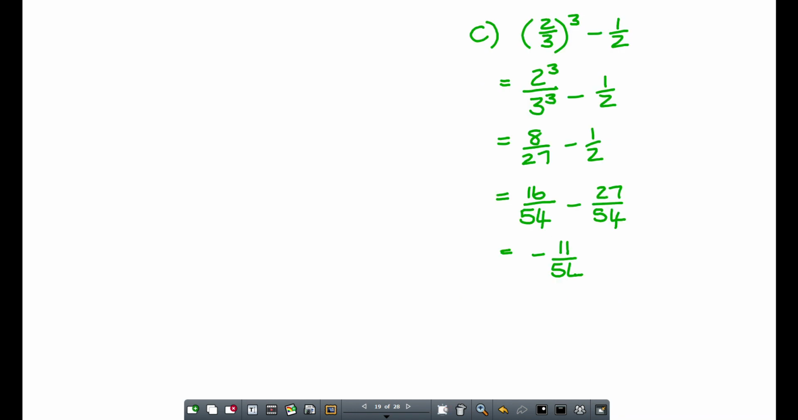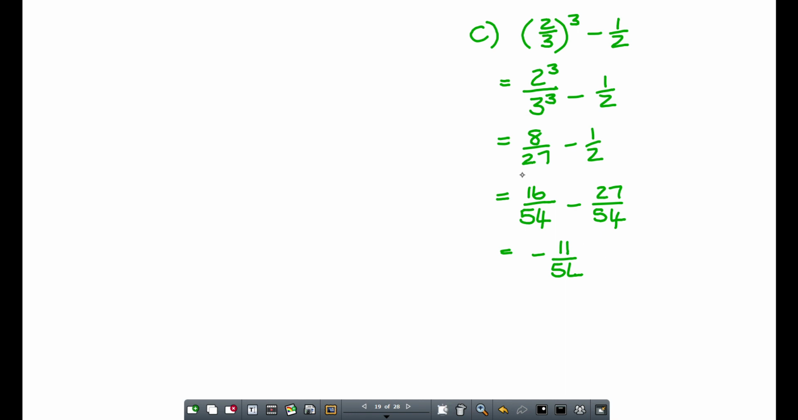Okay, there's C. So what I first did is I got rid of that bracket. And 2 to the power, that to the power 3 applies to the 2 and to the 3. So that's why I wrote it like this over here. Then at the top, 2 to the power 3 gave me the 8. At the bottom, 3 to the power 3 gave me the 27. And now I want to make denominators the same. So the smallest one that I could find was the 54.